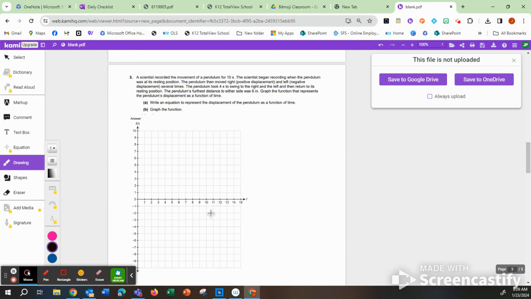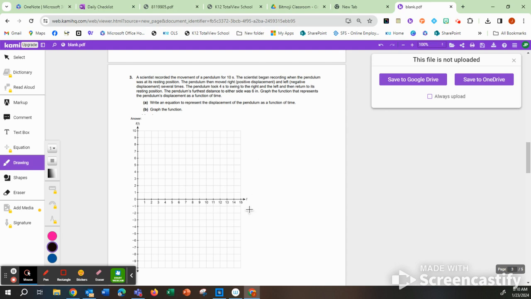It says a scientist recorded the movement of a pendulum for 10 seconds. The scientist began recording when the pendulum was at its resting position. The pendulum then moved right, which is a positive displacement, and then left, which is a negative displacement, several times. The pendulum took 4 seconds to swing to the right and the left, and then returned to its resting position. The pendulum's furthest distance to either side was 6 inches. Graph the function that represents the pendulum's displacement as a function of time.